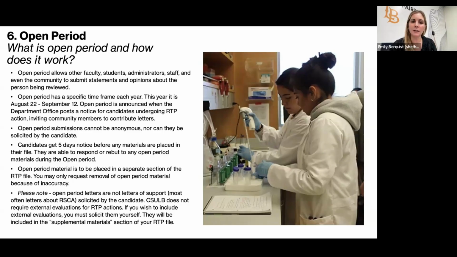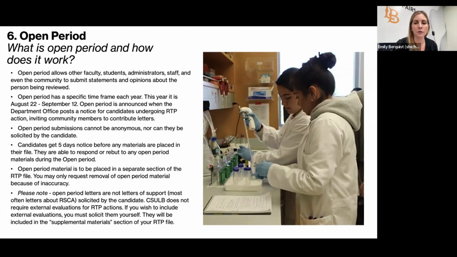You will get 5 days notice from your department committee before any open period materials would be placed in your file. And during that time, you're able to respond or rebut to any open period material. Also, please remember, your open period material is going to be placed in a separate section of the RTP file, of your Interfolio file, and you can only get open period material removed because it is inaccurate.